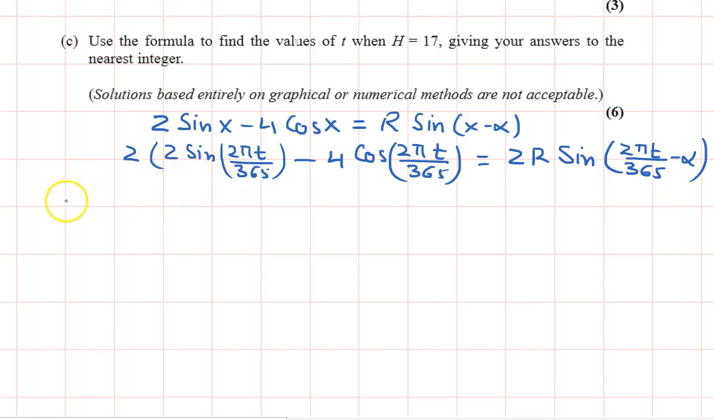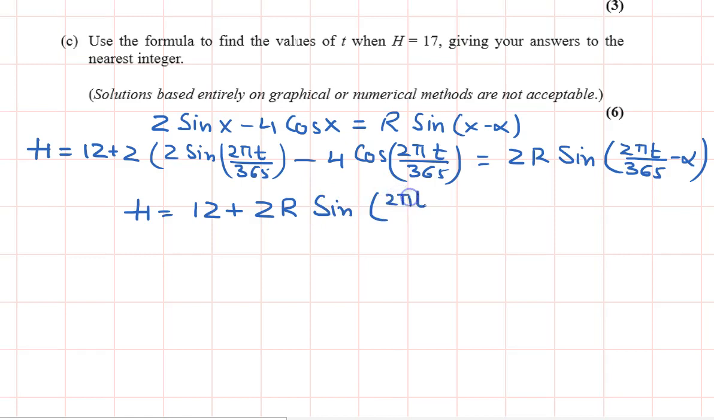So our equation is h is equal to 12 plus 4 sine 2 pi t over 365, so it can be written as h is equal to 12 plus 2r sine (2 pi t over 365 minus alpha). So we have reduced the equation to this.